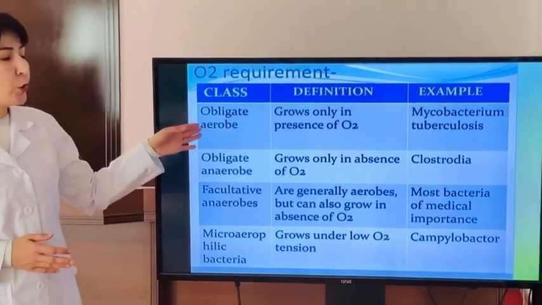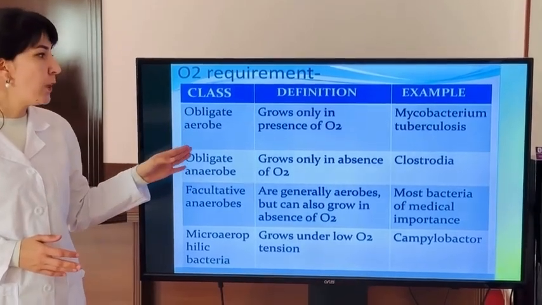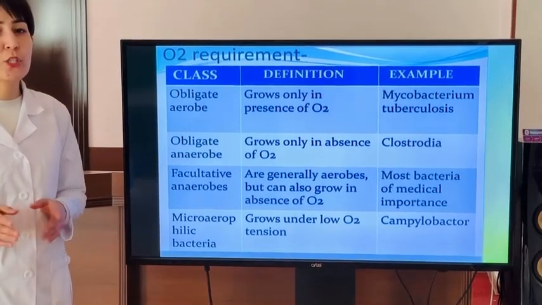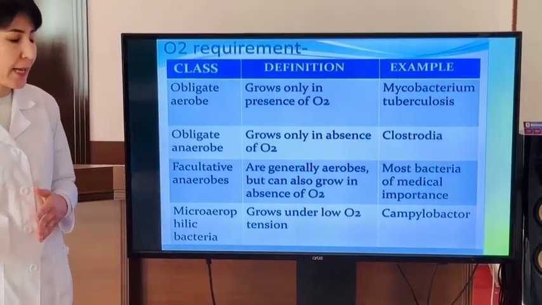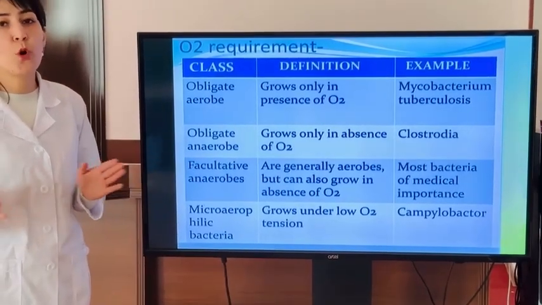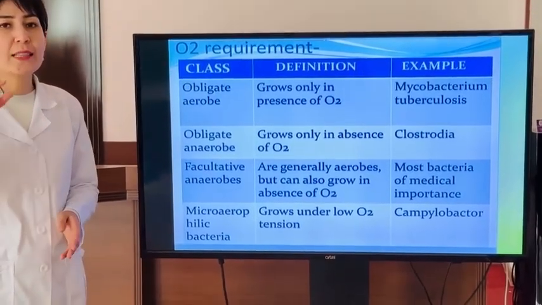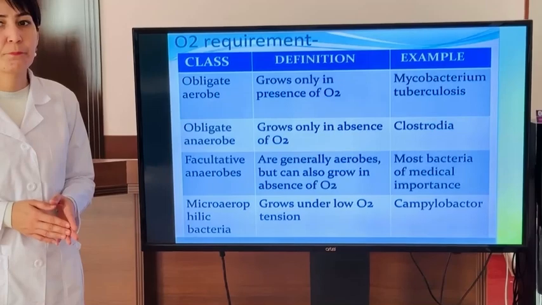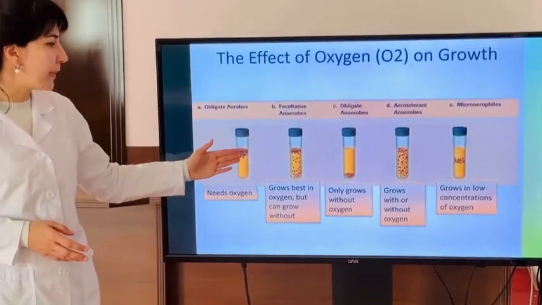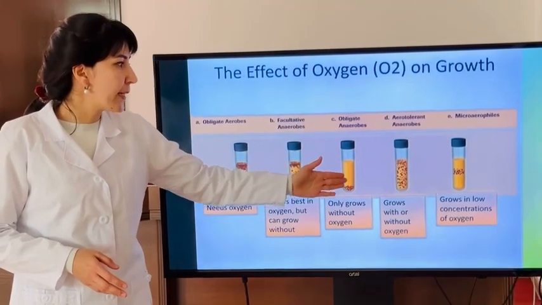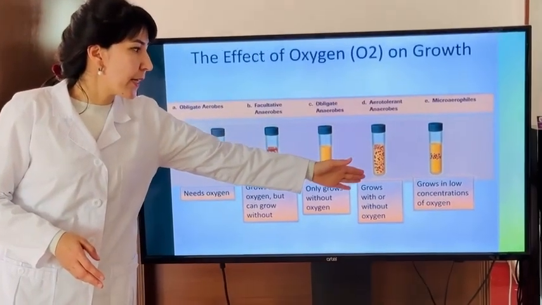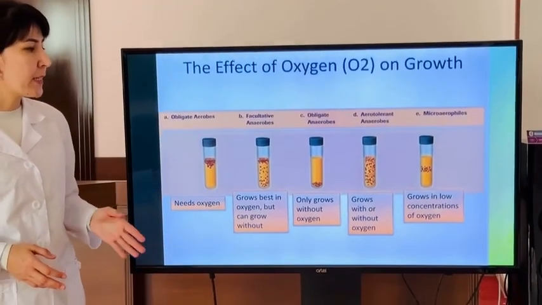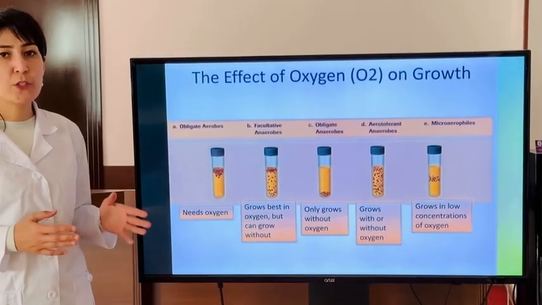What does this mean? Obligate aerobes can grow only with oxygen, and obligate anaerobes cannot grow with oxygen, but can grow only with carbon dioxide. Facultative anaerobes grow in both conditions. Microaerophiles grow only with a little oxygen, about 1 to 11%. In the pictures we can see obligate aerobes, facultative anaerobes, obligate anaerobes, aerotolerant anaerobes, and microaerophiles, and how they grow.